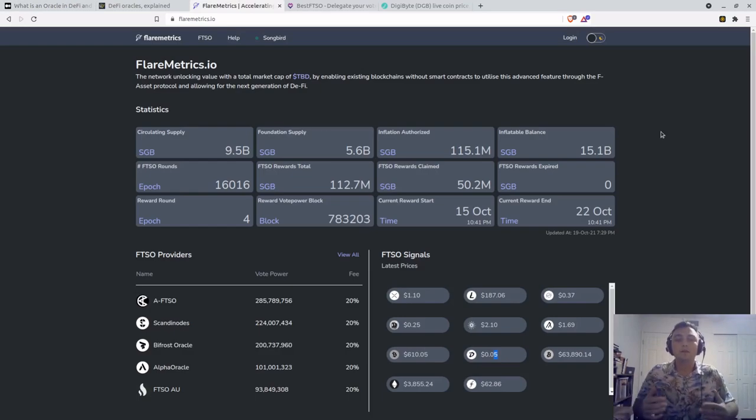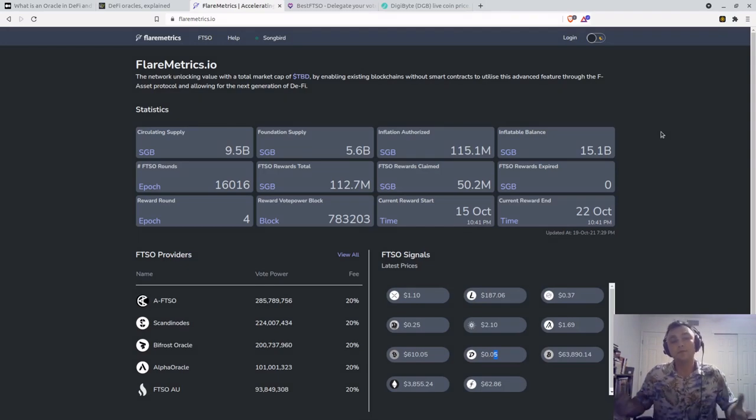So the FTSO allows us as Spark token holders or Songbird holders the ability to use a detachable vote in order to submit price feeds to the network. However, not everybody wants to sit there and submit price feeds every time a new time series, or section of time where prices are submitted. Not everybody wants to sit there and submit price feeds all the time, 24/7.